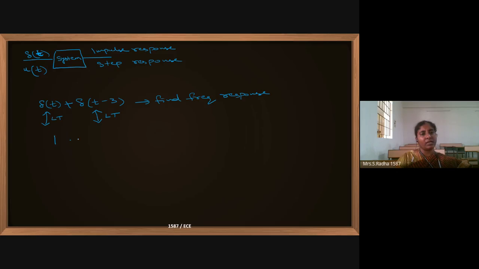So it is 1. Here it is time shifting property, 1 into e power minus 3s. And 1 into anything is the same. So 1 plus e power minus 3s is the frequency response for the given signal. Given signal is del of t plus del of t minus 3. Find the frequency response. Answer is 1 plus e power minus 3s.